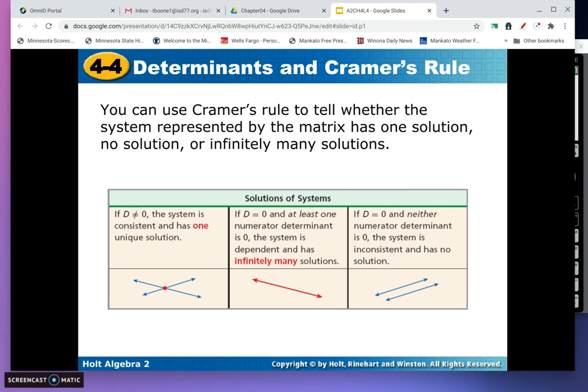Before we do that, Cramer's rule will actually tell us what type of system we have. If D is anything other than 0, it's going to have a unique solution. Now, if D is 0, we know we can't divide by 0, so we know that gives us a problem. If at least one of the numerators is 0, then it's infinitely many. And if neither numerator is 0, then we have no solutions. So that's how to tell in Cramer's rule what happens here.